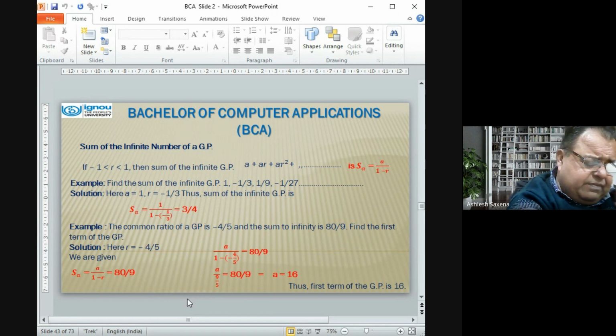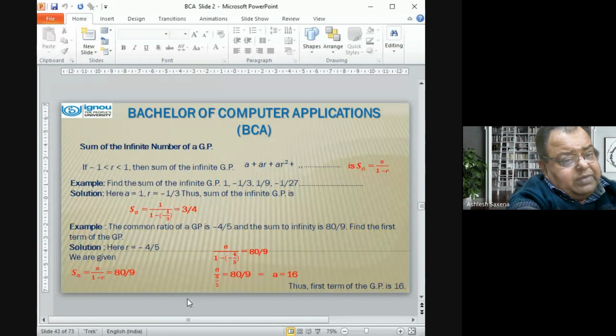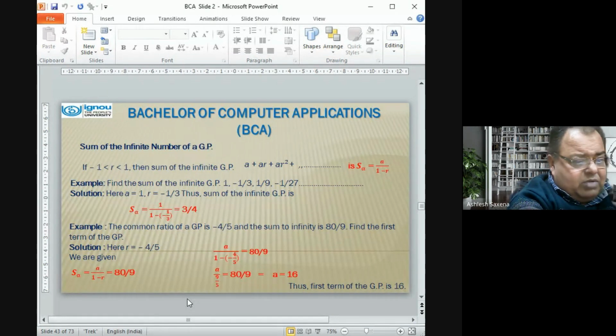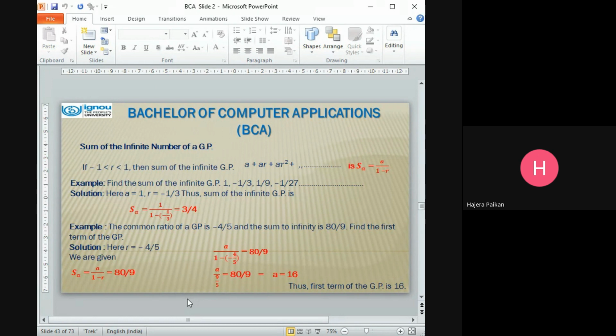Okay, fine. No problem. We have S infinity is equal to A upon 1 minus R. S infinity is 80 by 9. A is not known, R is known. So what will we be doing? We will be applying it into the formula. A upon 1 minus (minus 4 by 5) equal to 80 by 9. After simplification, you will get A is equal to 16. See whether you are getting A is equal to 16 or not. Yes, sir, it will be 16.